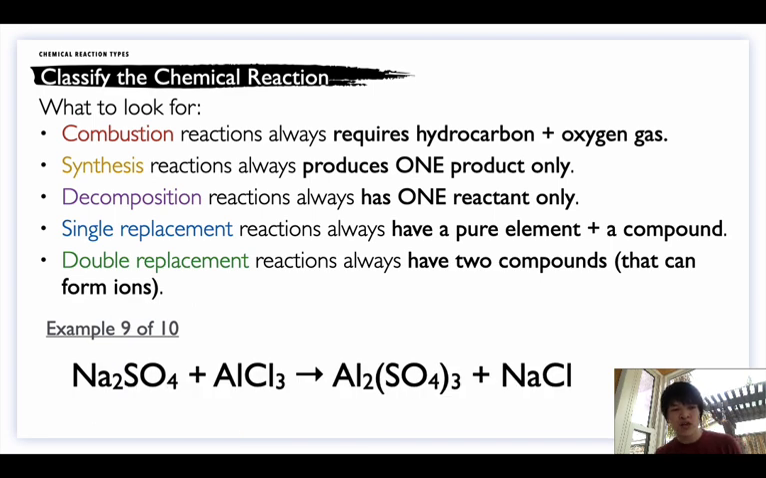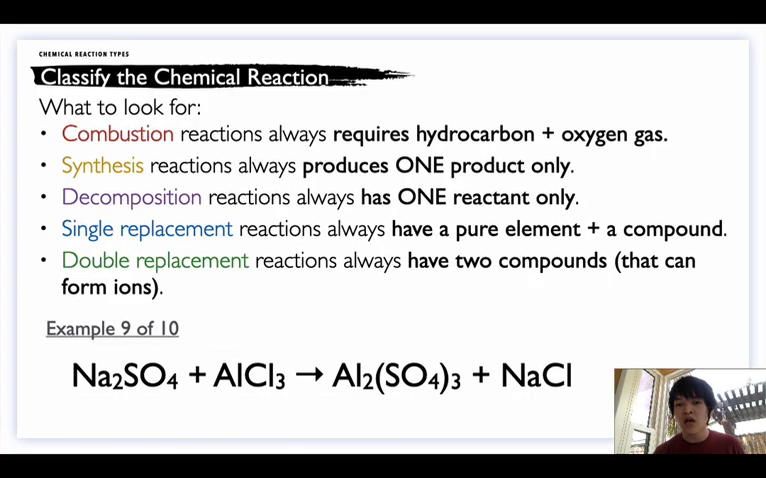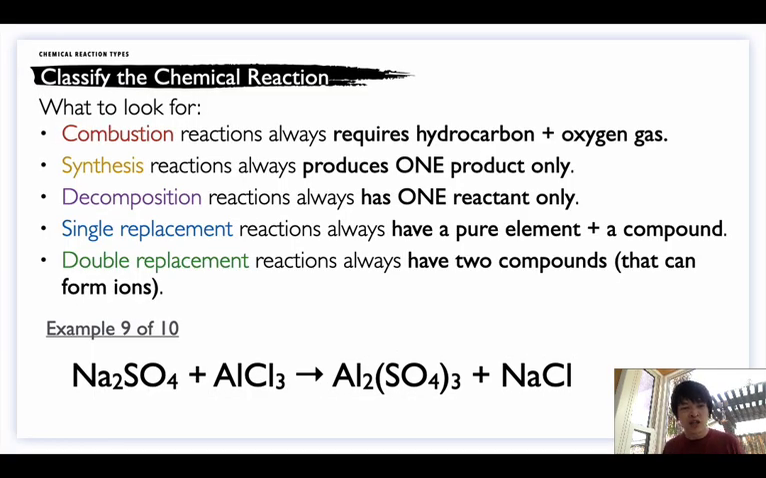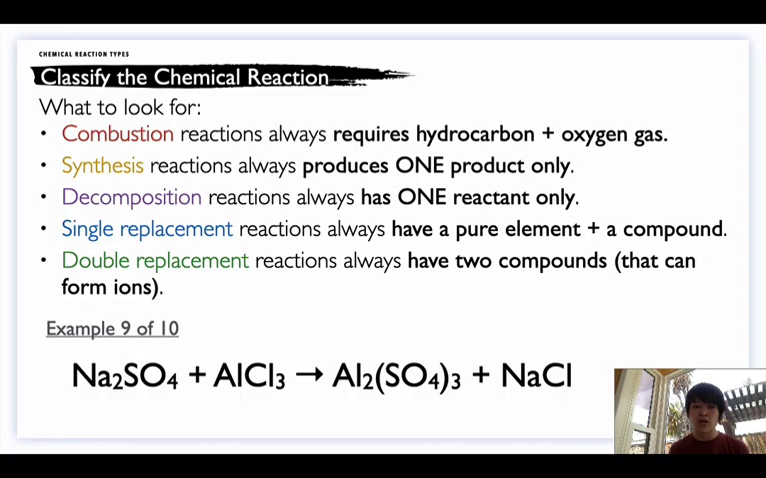For this reaction here, we have sodium sulfate reacting with aluminum chloride, and it's producing aluminum sulfate and sodium chloride. Now this one involves ions because these are ionic compounds, okay, both sides. So if they are all ions, this is a double replacement reaction where all of the ions are swapping places.